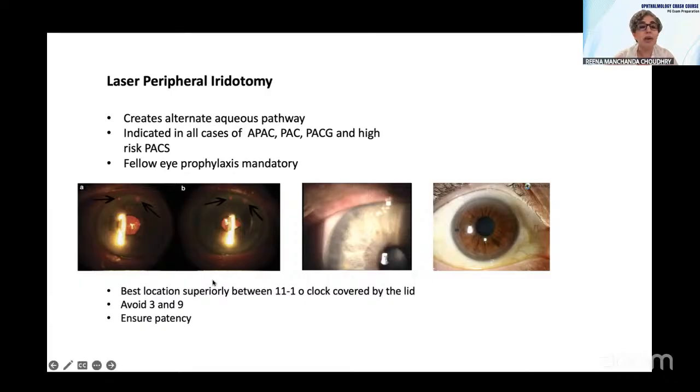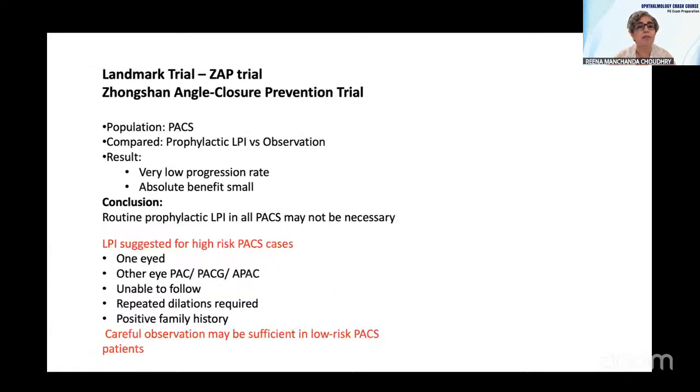And of course, every fellow eye of an angle closure glaucoma patient needs to be subjected to LPI. You must remember to treat with the laser in the superior quadrant between 11 to 1 o'clock so that the lid can cover the PI and reduce the chances of glare. Avoid 3 and 9, and also make sure the patency is there. Sometimes you get a PI like this, which is lamellar, and that's not really going to allow an adequate amount of fluid movement to protect against the block.